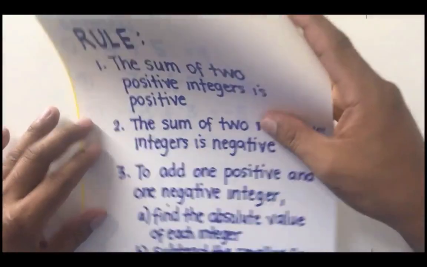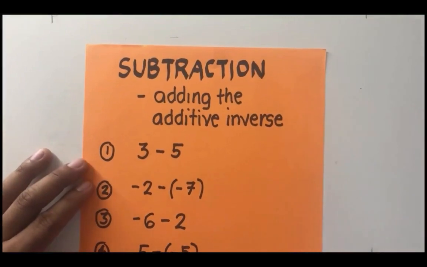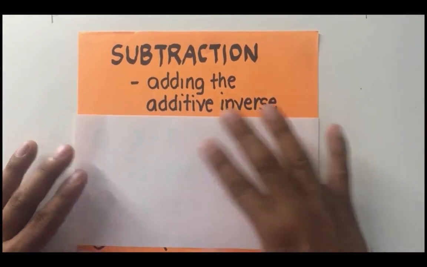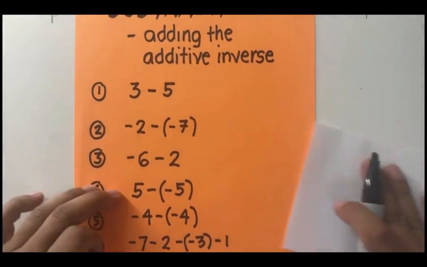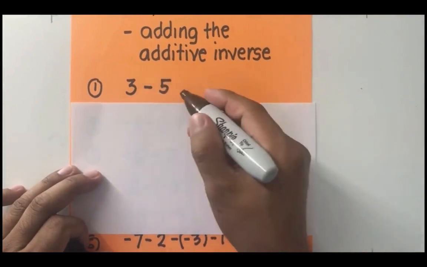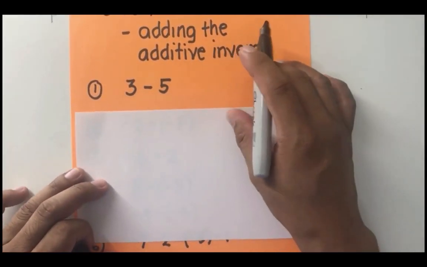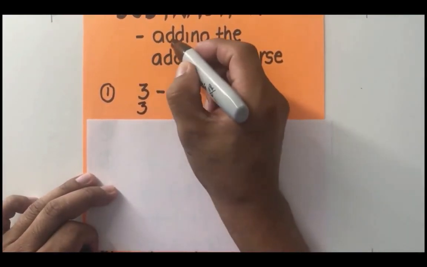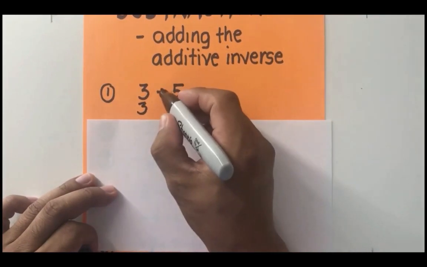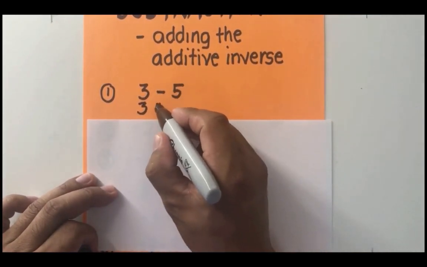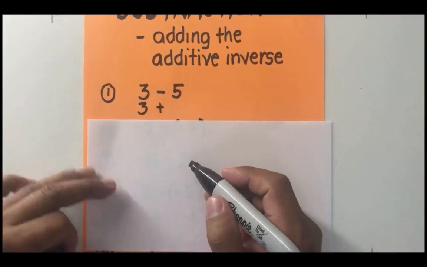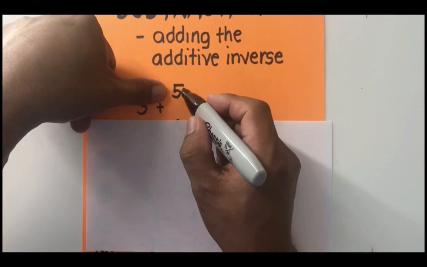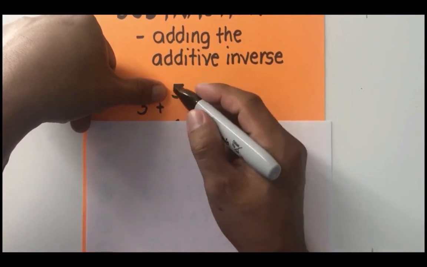Let's move to subtraction of integers. Let's define first what is subtraction. Subtraction is the addition of the additive inverse. What does it mean? If I have 3 minus 5, the operation is minus. I can rewrite this as addition this way. This is just the same as writing it as 3. Instead of minus, we add, because subtraction is adding the additive inverse. Instead of this minus sign, we perform addition. But we are going to add the additive inverse of the next number, the subtrahend, which is 5.